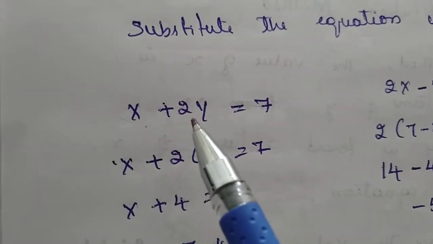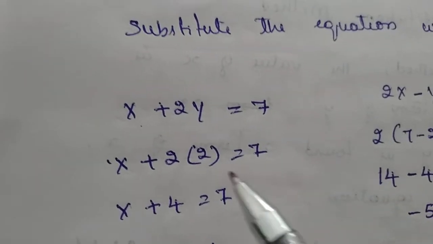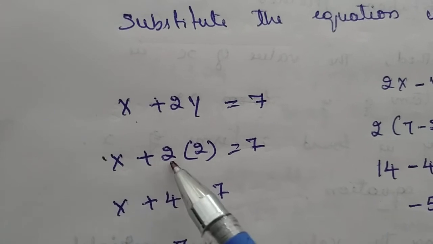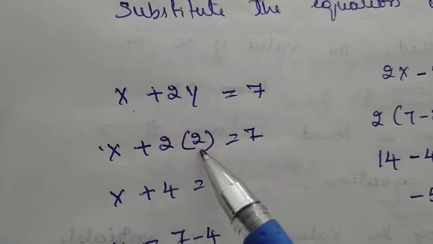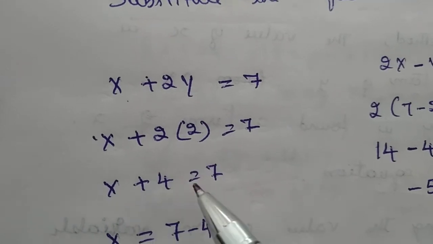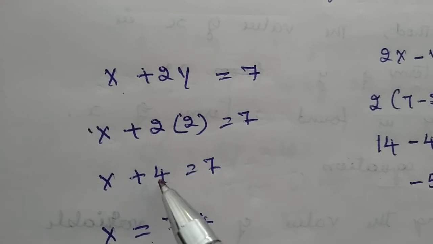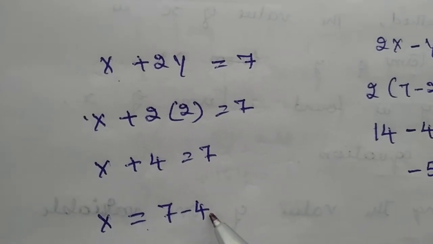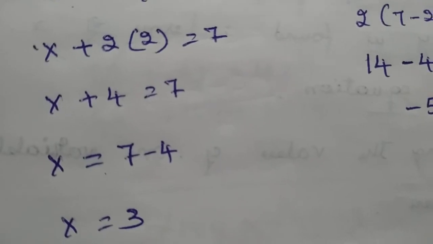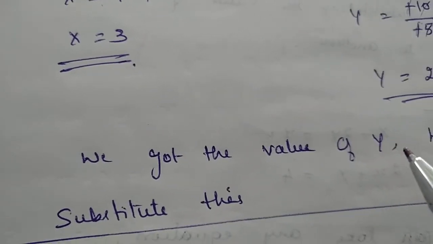x plus 2y is equal to 7. We'll substitute the value of y here. x plus 2 into y value, we know it is 2, is equal to 7. x plus 2 into 2 is 4 is equal to 7. x is equal to ಈ 4 ನ right side ತಗೊಂಡ್ರೆ minus ಆಗುತ್ತೆ. So 7 minus 4. So what is the value of x? It is 3. So here we got the value of x.